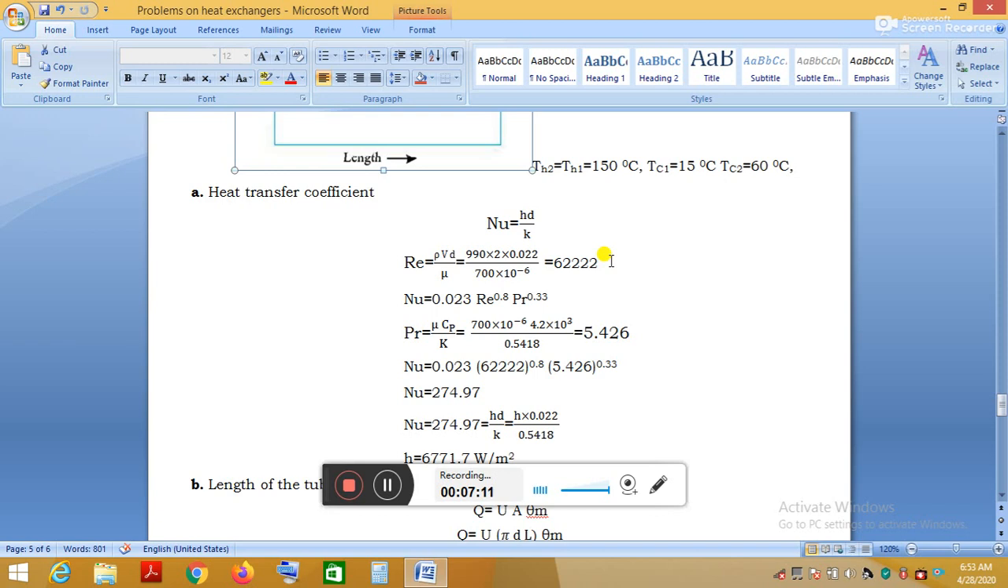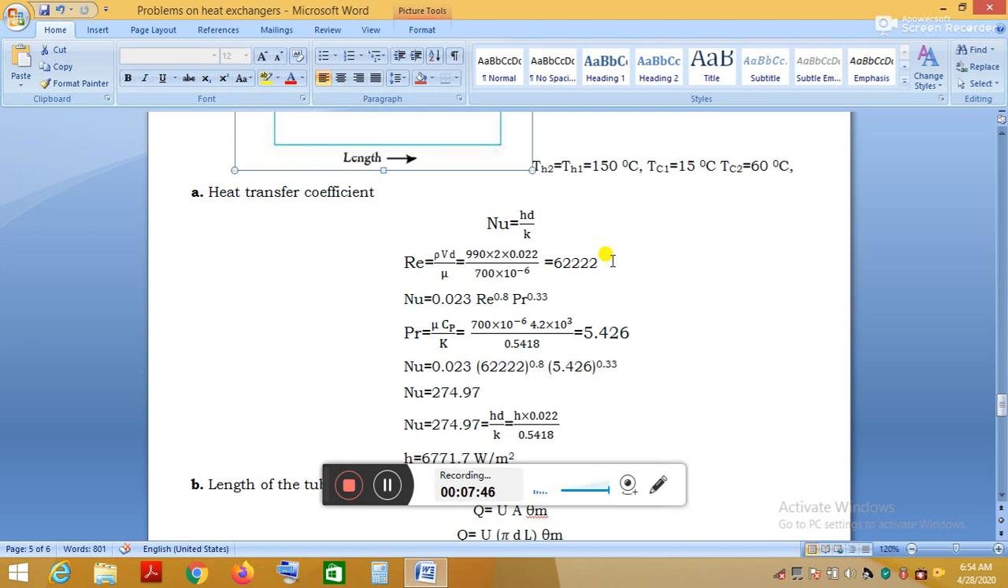And the equation for the Nusselt number is 0.023 into Re to the power of 0.8 into Prandtl number to the power n. The n value is 0.33 for cooling of the fluids and 0.4 for heating of the fluids. Take down the equation. Nusselt number equals 0.023 into Re to the power of 0.8 into Prandtl number to the power 0.33 from the data book.